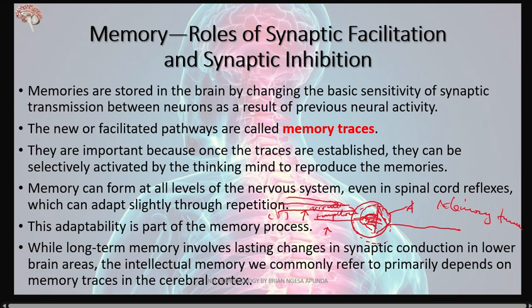The memory trace. So this is the simple mechanism of the synaptic facilitation for the memory formation. While long-term memory involves lasting changes in the synaptic conduction in the lower brain area, the intellectual memory, we commonly refer to as primarily depending on the memory trace in the cerebral cortex. So this is a good definition of the working memory.